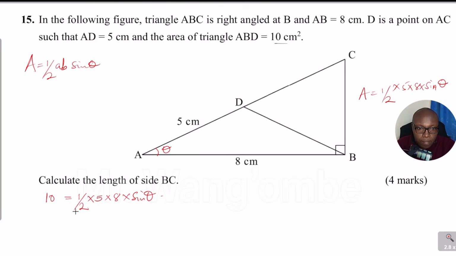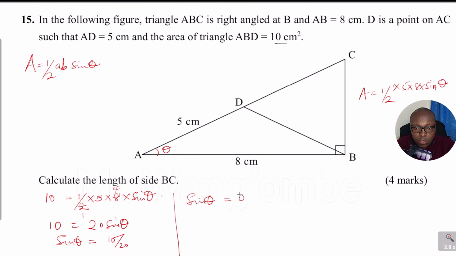So we make sine theta the subject. So this will give 10 is equal to 20 sine theta. And then if you divide both sides by 20, sine theta will be given by 10 divided by 20, which is a half. So sine theta is equal to 0.5. So theta will be given by the sine inverse of 0.5, and this gives 30 degrees. So this angle is 30 degrees.